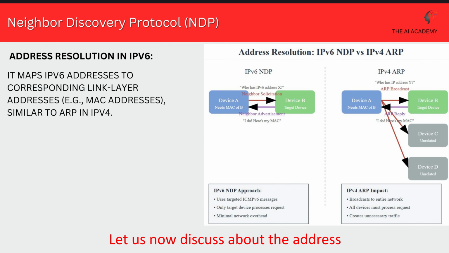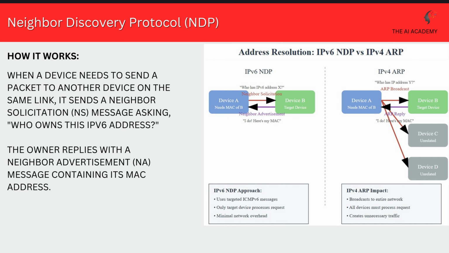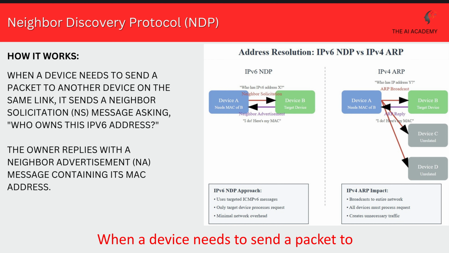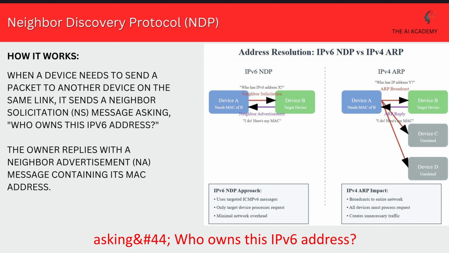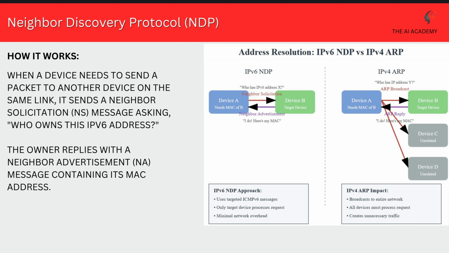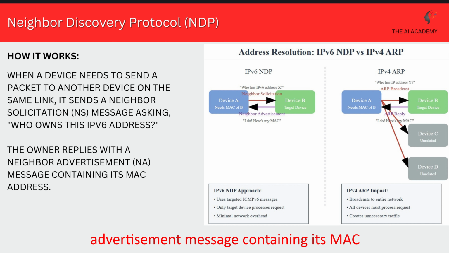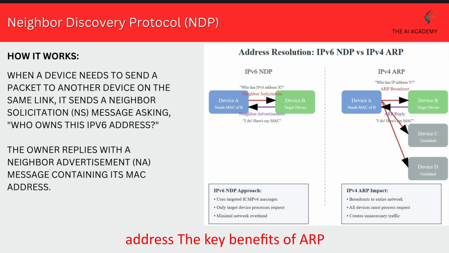Let us now discuss address resolution in IPv6. It maps IPv6 addresses to corresponding link layer addresses, such as MAC addresses, similar to ARP in IPv4. How it works: when a device needs to send a packet to another device on the same link, it sends a neighbor solicitation message asking, "Who owns this IPv6 address?" The owner replies with a neighbor advertisement message containing its MAC address.